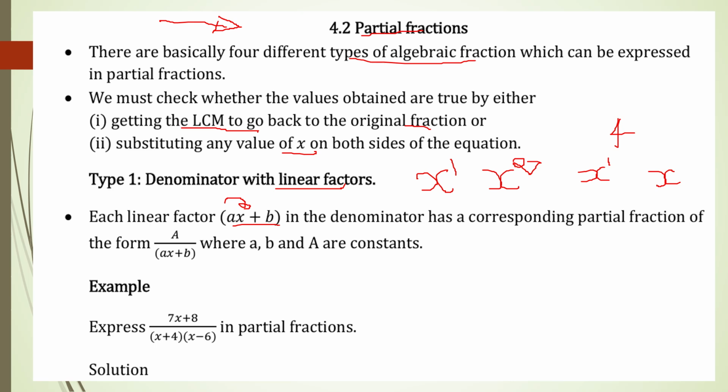So you're saying that each linear factor in the form of ax plus b in the denominator has a corresponding partial fraction of the following format, where A, B, and a are going to be constants. Now let's look at an example to elaborate that fully. So one, you are going to start by expressing (7x plus 8) divided by (x plus 4) into (x minus 6) into its unit fractions, or what we call partial fractions. Let's look at the solution for that.